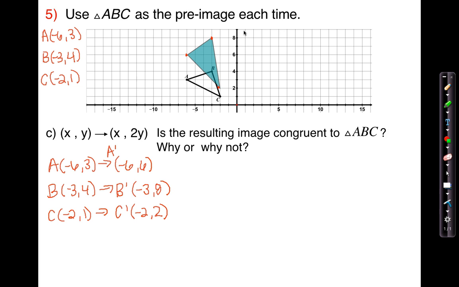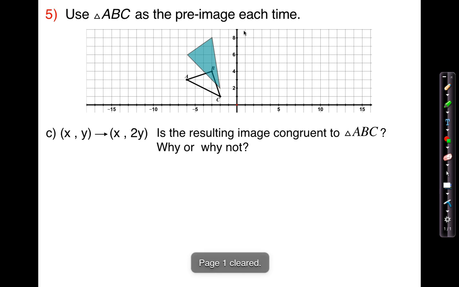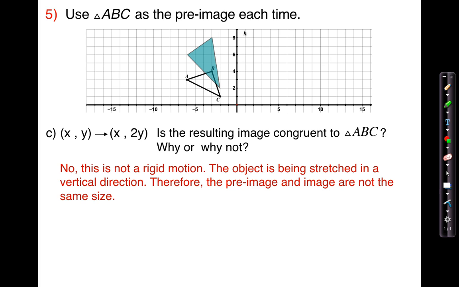Is the resulting image congruent to triangle ABC? Why or why not? Well, take a look. Does it look congruent to you? The answer is no. And I could go ahead and say that it's not, because it's not a rigid motion. It wasn't a translation, it wasn't a reflection, and it definitely wasn't a rotation. And for that reason, the object that's created is not congruent.